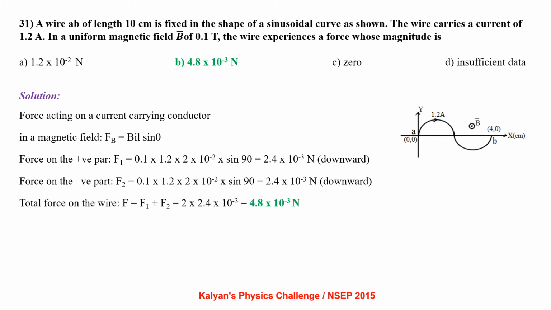Force on the positive part, F1, equals 0.1 into 1.2 into 2 into 10 power minus 2 into sin 90, that is 2.4 into 10 power minus 3 Newton downward. Force on the negative part, F2, equals 0.1 into 1.2 into 2 into 10 power minus 2 into sin 90, that is 2.4 into 10 power minus 3 Newton downward. So the total force is F1 plus F2, that is 4.8 into 10 power minus 3 Newton.